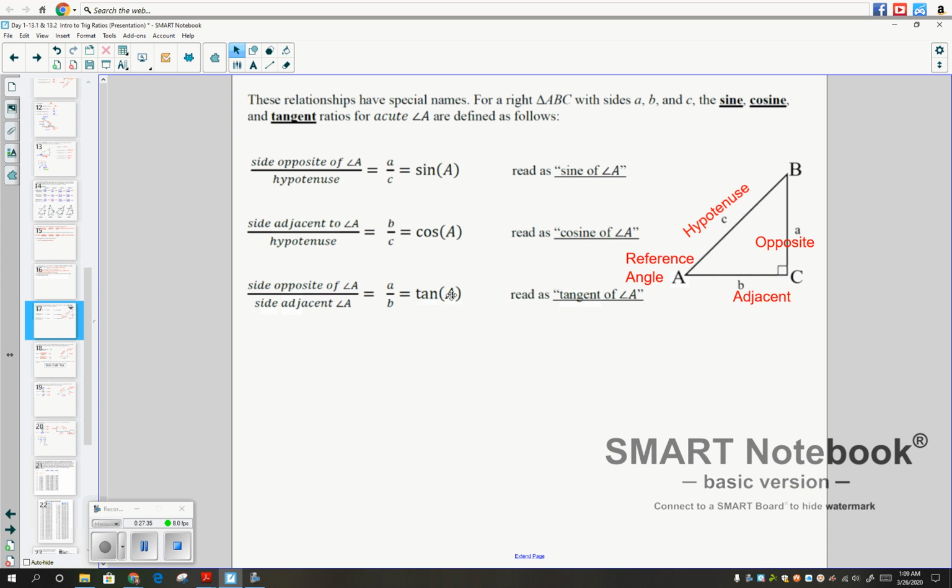Tangent then. Tangent's the ratio of the opposite side over the adjacent. So the opposite side of A, again, is side A. The adjacent side to angle A, or side or leg, is side B. So I have A over B. That's tangent of A. Even though it's abbreviated as tan, it is read as tangent of A. So we will use the abbreviations a lot, but do note we don't pronounce them by the abbreviations, so we use them as we go.